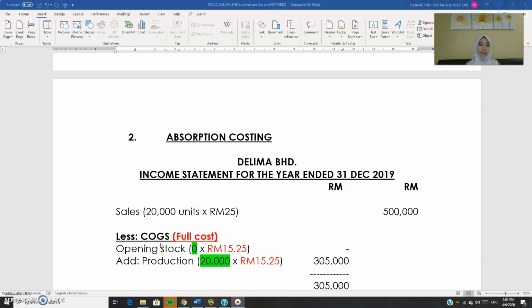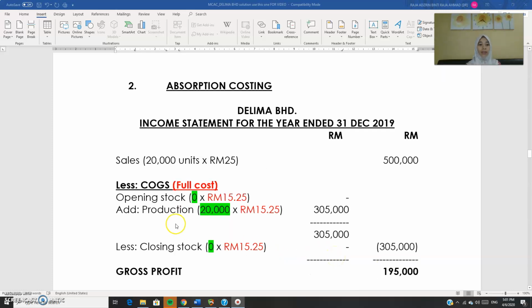If you are using absorption costing, you are taking the full cost. What is meant by full cost? Full cost means you are taking the variable portion and the fixed portion of your production overhead cost. So here, you have your opening stock at your production less your closing stock. Quantity wise is the same as before, 0, 20,000 and 0. The difference now is the per unit cost.